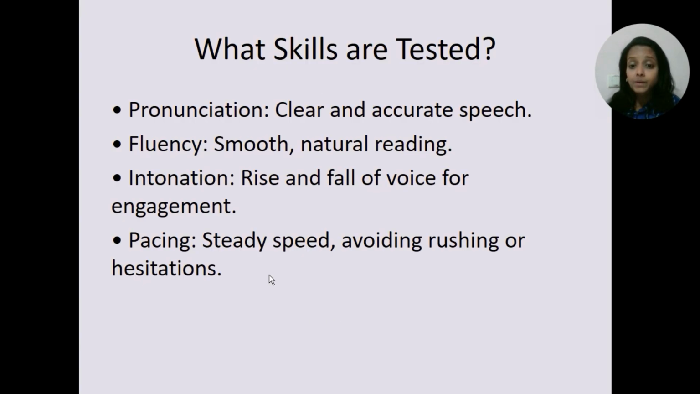And the fourth comes pacing, which means your pacing should be steady, not too fast, not too slow. Speaking too quickly might cause you to make mistakes, while speaking too slowly might affect your fluency, isn't it? So, be conscious about it.